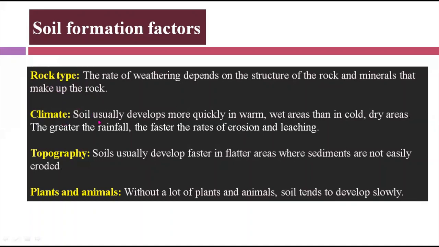Climate is very important. Soil usually develops more quickly in warm, wet areas than in cold, dry areas. You must keep in mind that it takes centuries in making this soil. So it's a very lengthy process. But here, the soil develops more quickly in warm or wet areas. जहाँ पे ज़्यादा गर्मी पड़े, यहाँ पे ज़्यादा बारिश पड़े, और then the cold or dry area, जहाँ पे ज़्यादा खुश्की हो, यहाँ ठंड हो, तो उसमें तो ज्यादातर warm or wet areas में होता है.